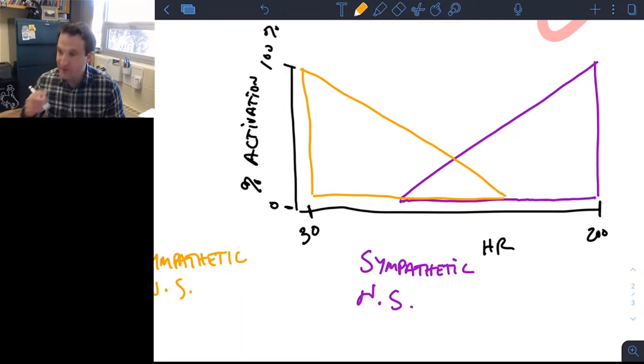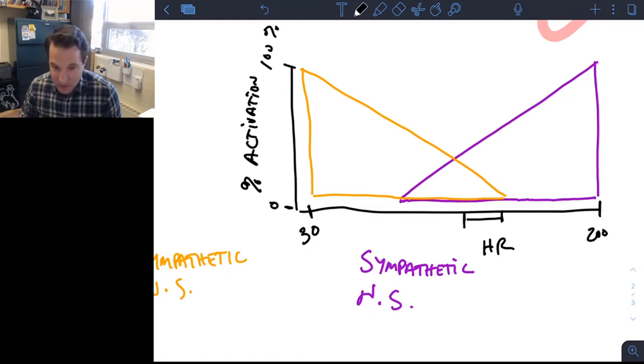Now, if we removed both of these, you take any sort of neural stimulation to the heart away and let that heart beat, okay? What is going to happen is you're going to find the intrinsic heart rate, and that actually happens to be right about here, between about 100 and 110.